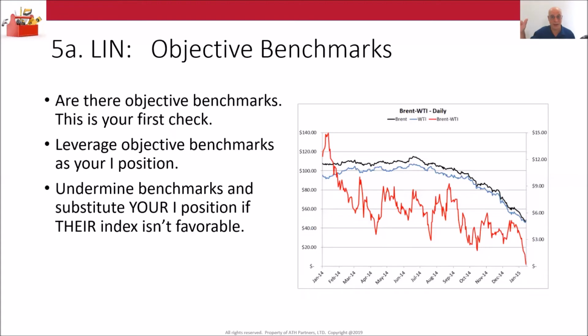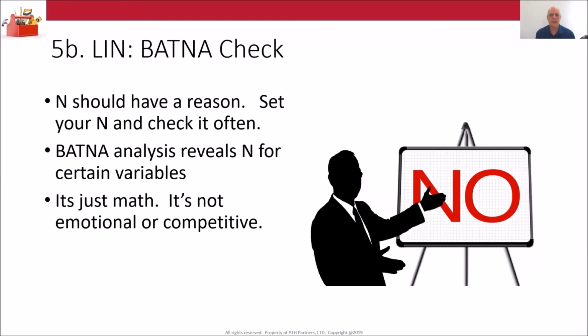It should not be your L, and hopefully it's not your N. It shouldn't be your N. So the objective benchmark should be the I. So that tells you about the I. Now let's look at the N. And here's where we check our BATNA. The N, your N level, which I want you to set in advance, but there should be a reason for your N level. Set your N early and check it often.